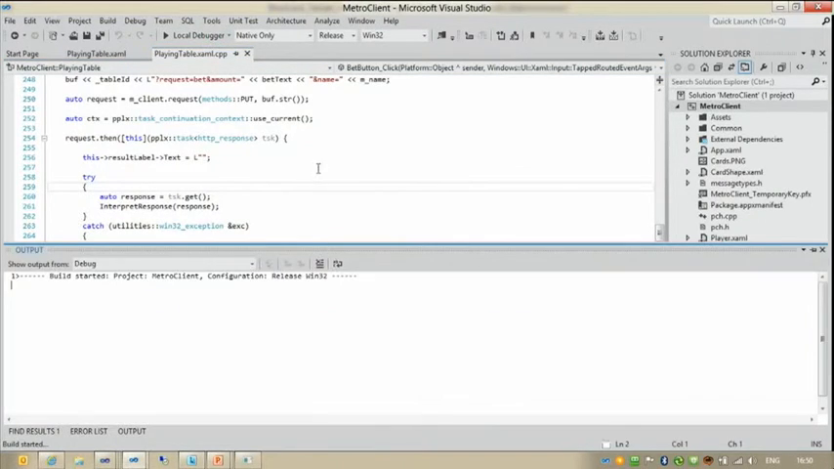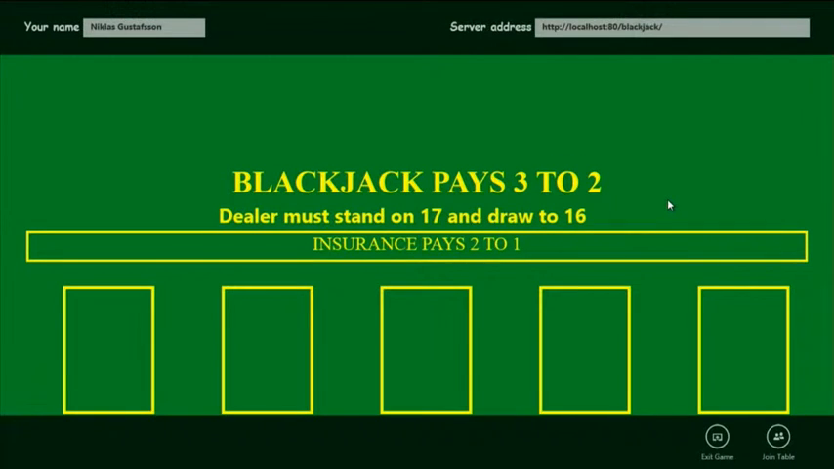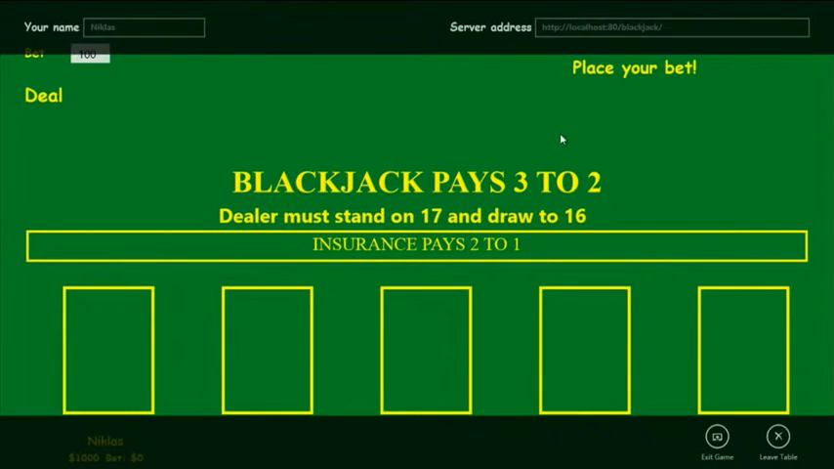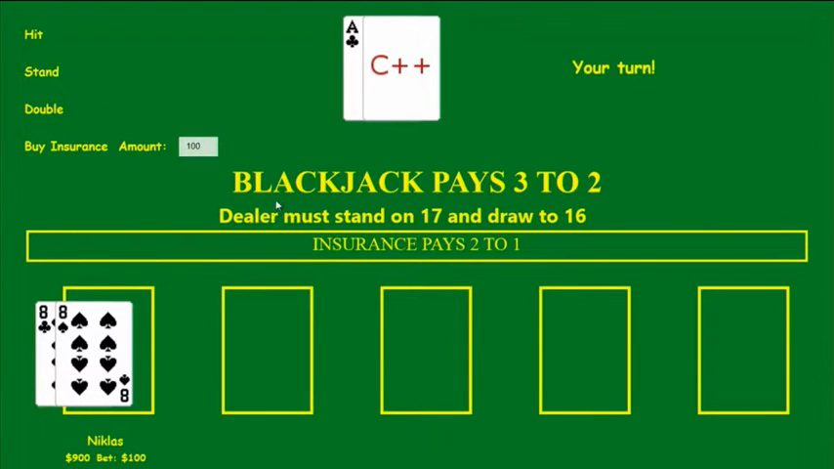Let's run this. The first thing I see is what looks like a very straight and square blackjack table. I will choose a server to connect to, and here it's going to be my localhost one. I'm going to shorten my name so we can see it fully on the screen. Then I'm going to click down here and say Join Table. It says place your bet, and I will be betting 100, let's say that's $100. I start out with $1,000.